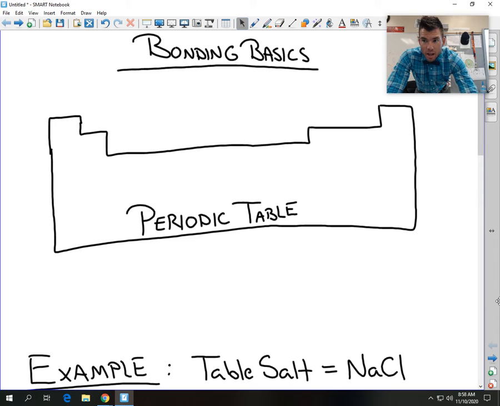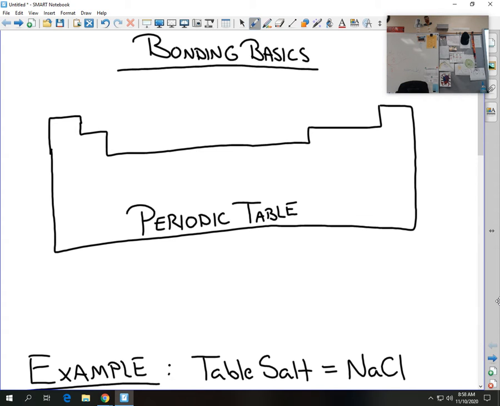Now, sodium itself is an alkali metal. It's in group 1, and alkali metals are really reactive. Like if you threw sodium in water, it would blow up. Chlorine, meanwhile, is a gas. And so these two things separate are not good for you. But when they combine, when they, what we call, bond together, it becomes something we can use. So let's figure out how all this works. All right, so I'll write your notes for you on the board.